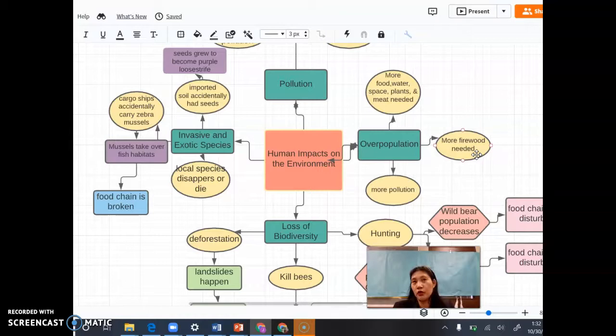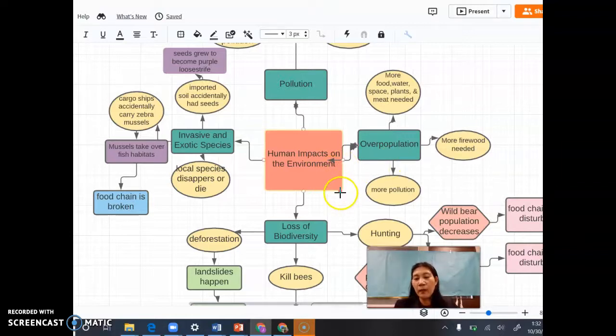More pollution, since some people will just throw rubbish anywhere, and more noise pollution too. There are many types of pollution: noise pollution, water pollution, air pollution. So overpopulated areas mean more pollution, and it will have a direct or indirect effect on our environment.